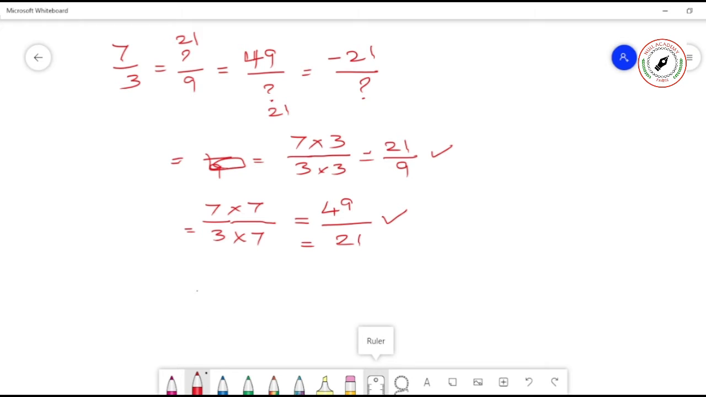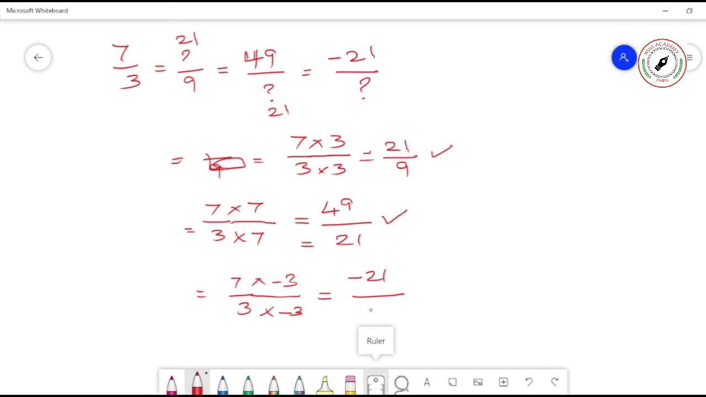Just check the third one. 7 by 3. How much do you have to get? Minus 21. Minus 21 means I have to multiply by minus 3. If you multiply by 3, you will get plus 21. You multiply by minus 3. So how much are you getting?